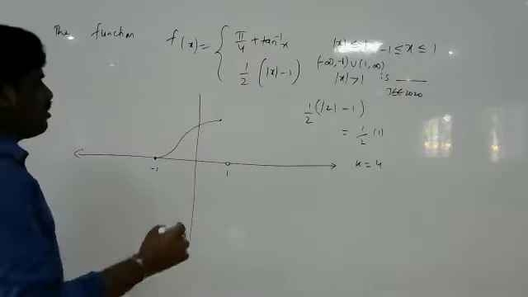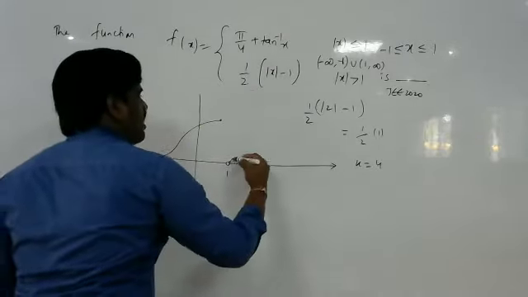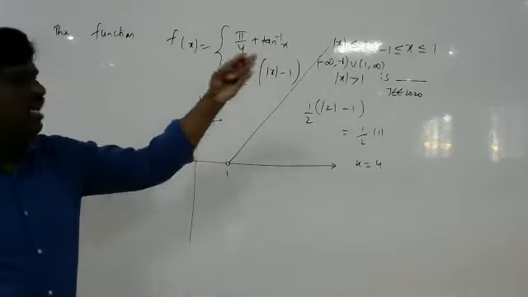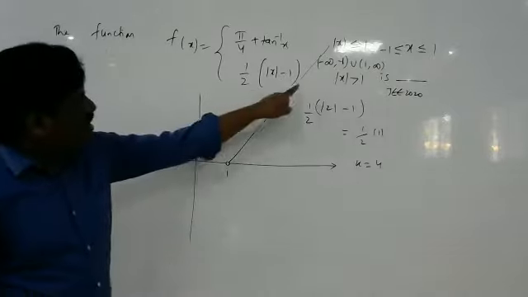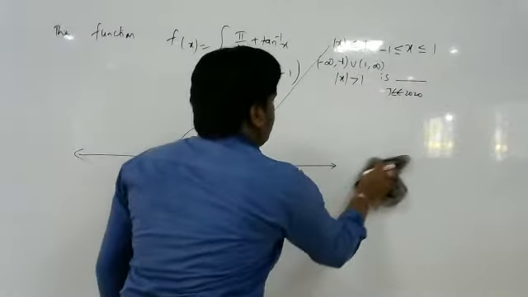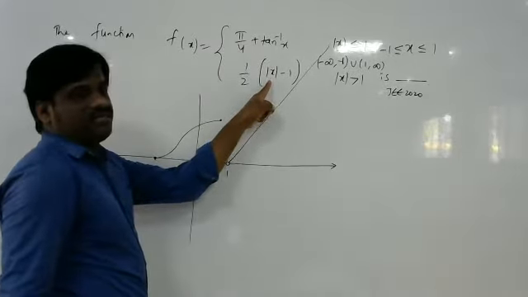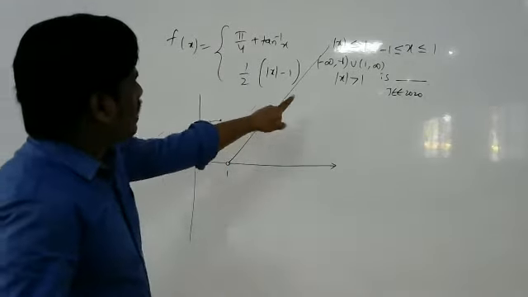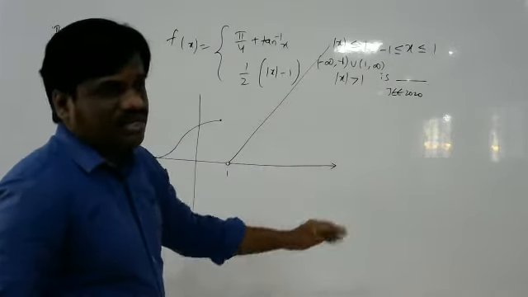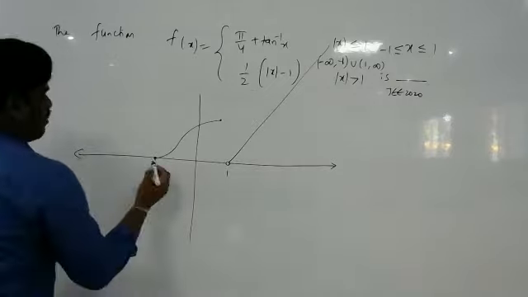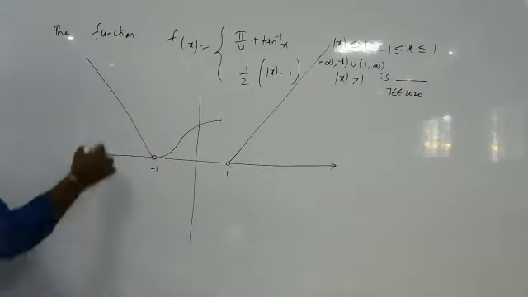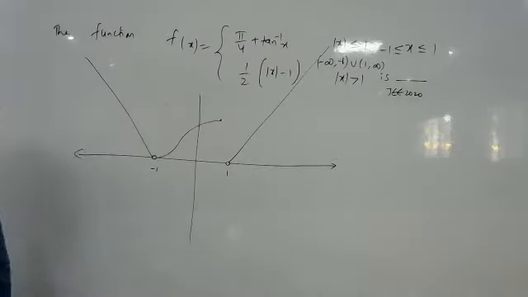This is the mod graph, so the mod graph will go like this. Modulus x goes like this, a straight line, because when x is greater than 1, the modulus will open positive. If I keep any value here, it will be positive. And when I keep minus 1 here, it will go like this. So this is the graph of this whole picture.